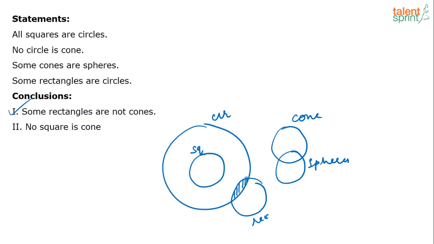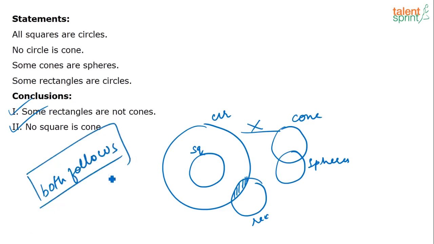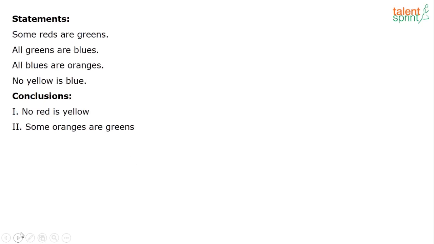Now, no square is a cone. See, remember, square is a small set inside the set circle, correct? And also circle and cone are two disjoint sets. So no square is a cone. Square can never be a cone. So that's also true. So both the conclusions follow. Okay? Very easy, no? These are very, very easy questions. So let's move on to the next one.